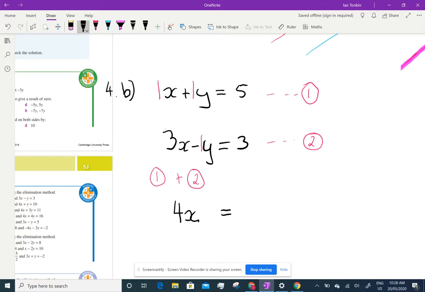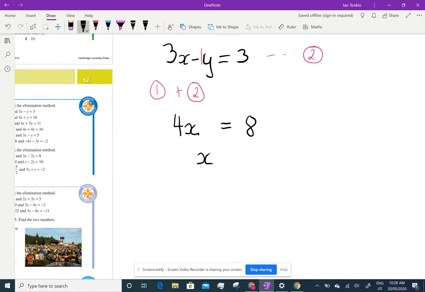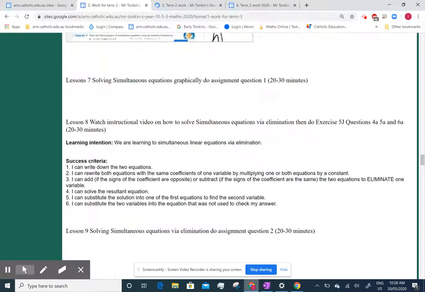Now I add the two values on the other side. 5 plus 3 is 8. Now it's a really easy equation to solve. I divide by the 4 and I get x equals 2. And that is step number 4. I can solve the equation that I get out.